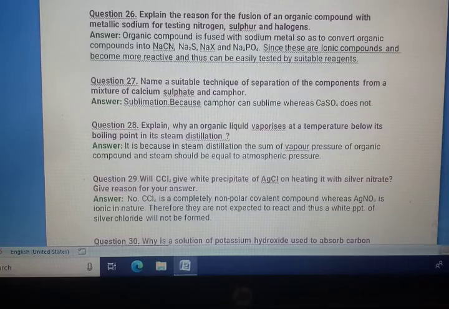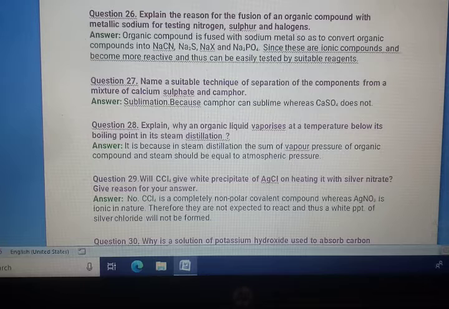Explain the reason for the fusion of organic compound with metallic sodium for testing nitrogen, sulfur and halogen. The same as the above question. The compounds you will get are sodium cyanide, sodium sulfide, sodium halide, and if it reacts with phosphate, then it will give sodium phosphate. Since all are ionic compounds and are more reactive, they can be easily tested by suitable reagents.